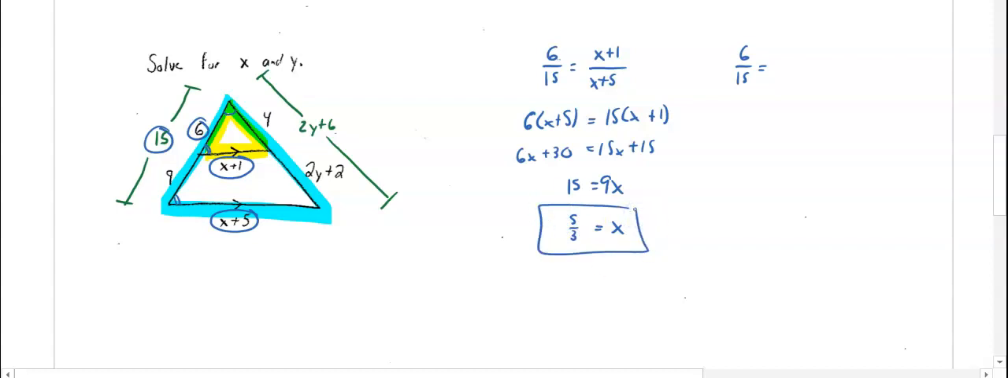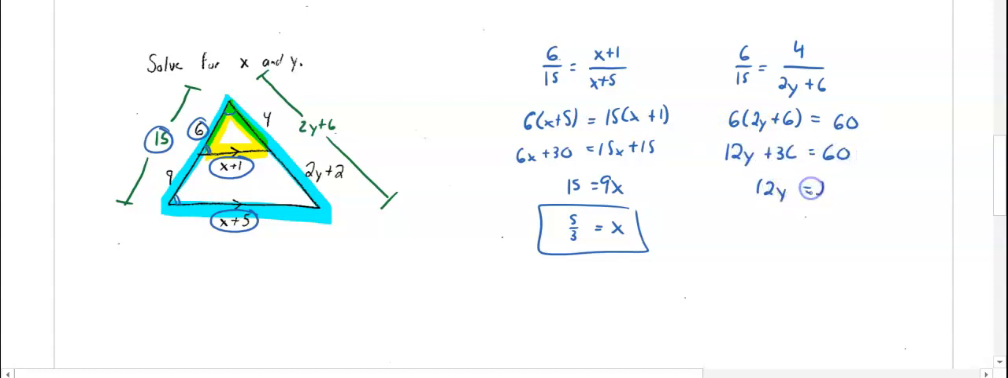For y then, we have 6 over 15 equals, the side from the smaller triangle is 4, and the side with the y is 2y plus 6. So when we cross multiply, 6 times 2y plus 6 equals 60. We can distribute the 6. 12y plus 36 equals 60. Subtract 36. 12y equals 24. So we divide. y is 2.